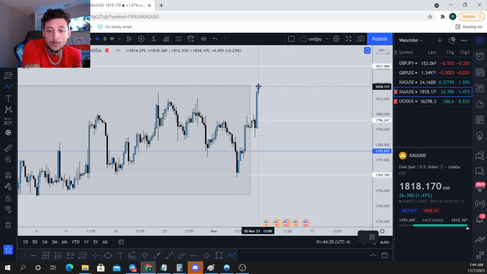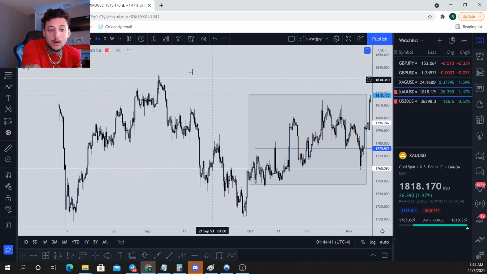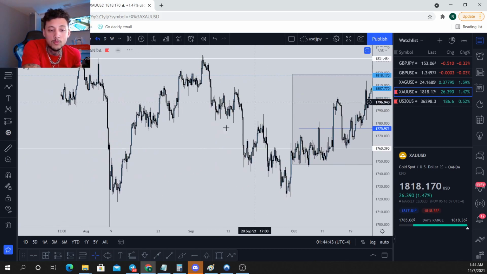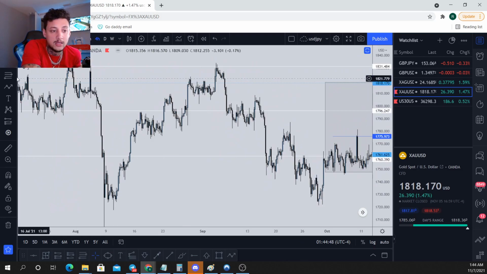Now again, we want to wait for the pullback to a certain level, and then price can make that 3-leg extension. But keep in mind, there's a lot of levels here that price is going to go up and reject. Now let's take another look at an example of a different market structure here on this 4-hour time frame.